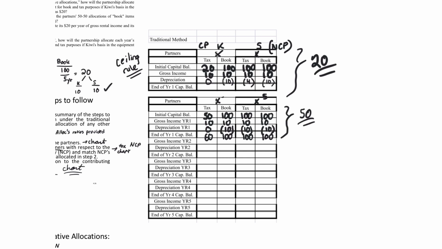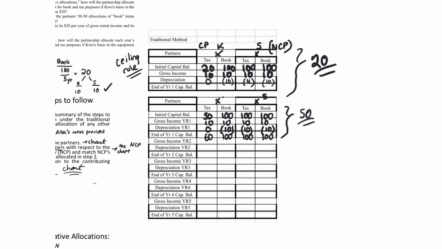So the ceiling rule here comes into play whenever the adjusted basis of the property is below 50. Because when it was 80, we had enough to give even some to the contributing partner. When it was 50, we had just enough to give to the non-contributing partner, right? Because it was 10, there was nothing for the contributing partner. Now when you get below 50, there's not even enough to go to the non-contributing partner. This is called the ceiling rule.